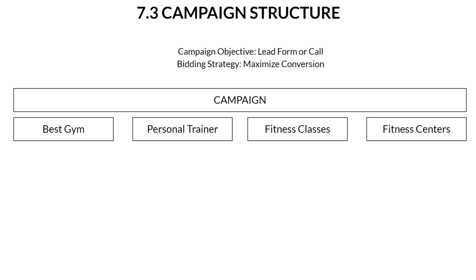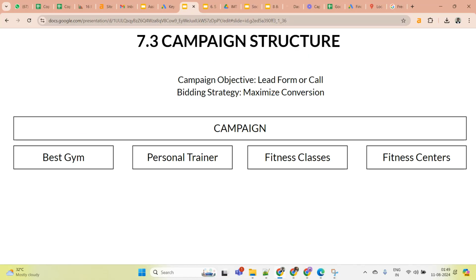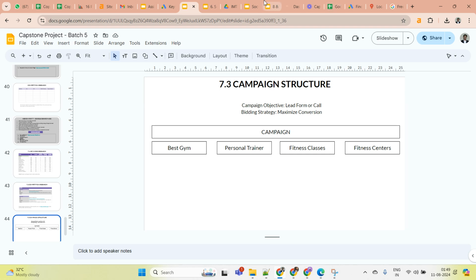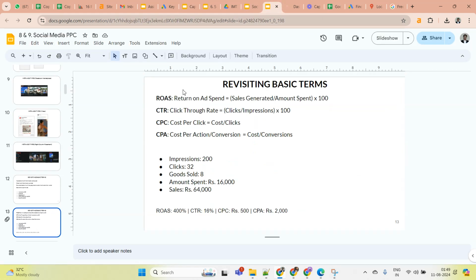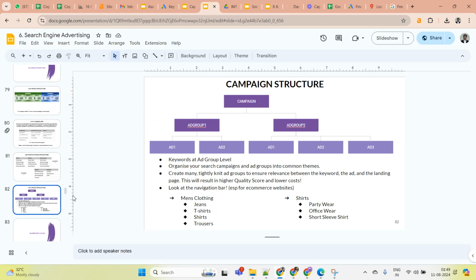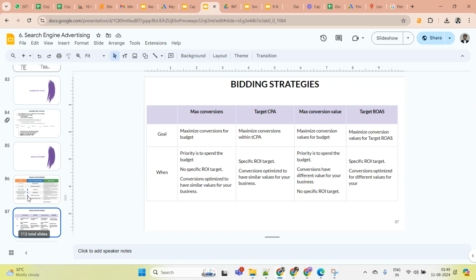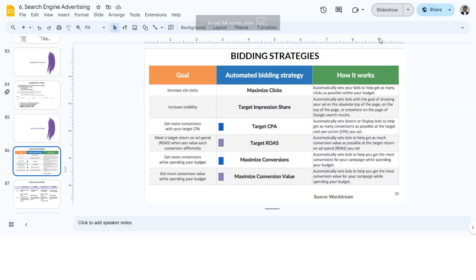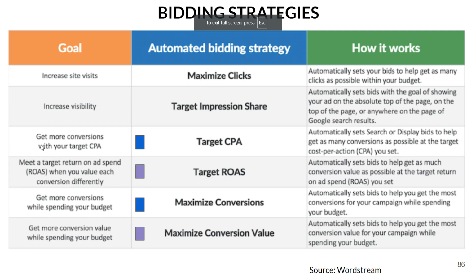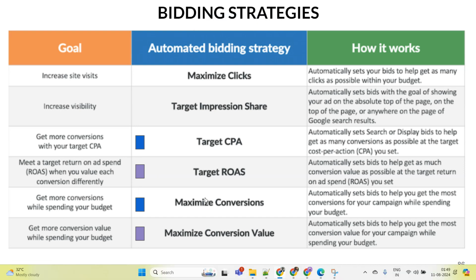Then the bidding strategy is maximize conversions. So you want to get as many leads as possible. If you recall this particular slide, there can be different bidding strategies, and the best bidding strategy which fits is maximize conversions.